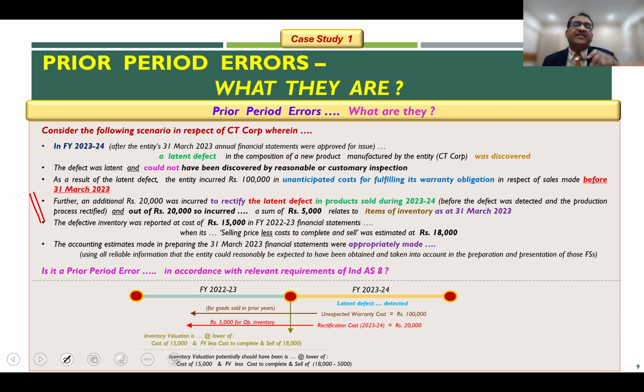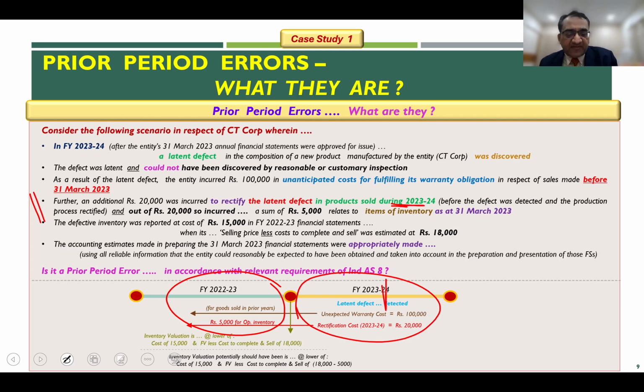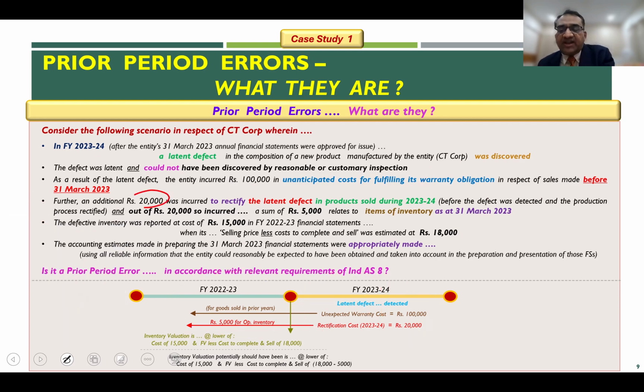Apart from the 1 lakh rupees of additional warranty expenses, an additional 20,000 rupees was incurred to rectify the latent defect in the products which were sold during 23-24. Not only did you spend 1 lakh for the additional warranty provision of last year, even in this year, if the defect was identified at this point in time, you had sold goods, the current year's sales, before the defect was really identified. So 20K you have spent here.